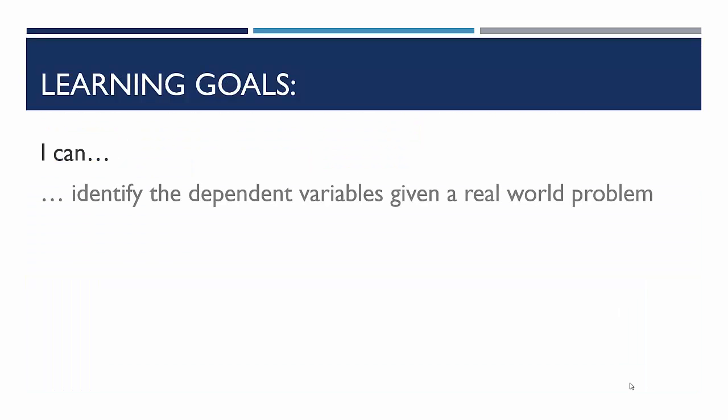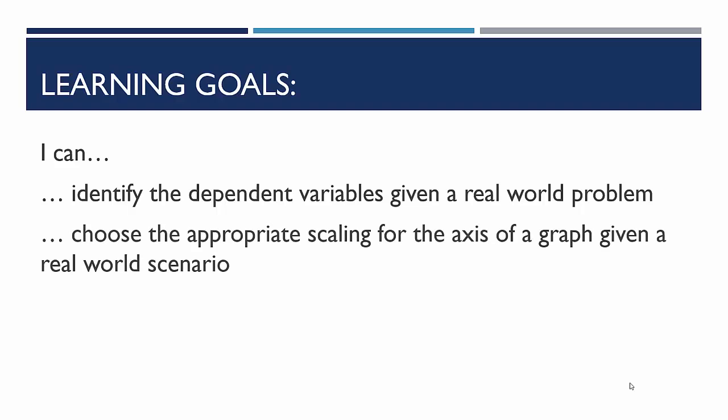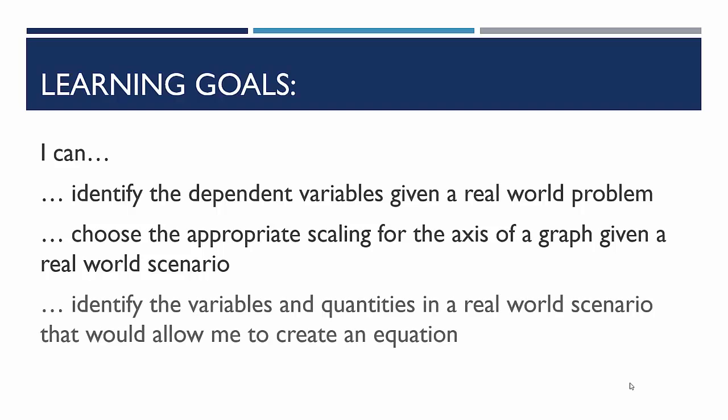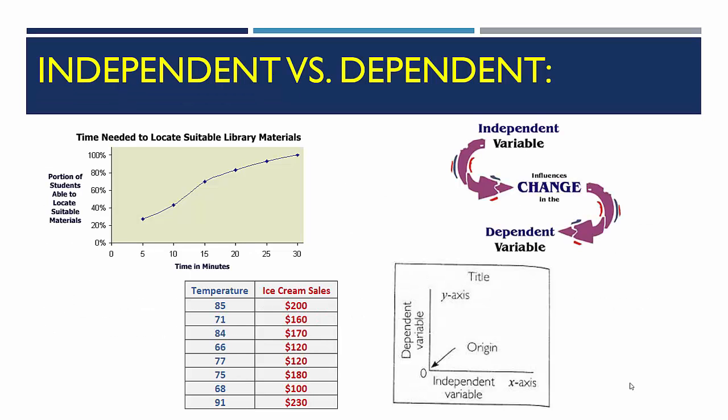So, learning goals. I can identify the dependent variables given a real-world problem, choose the appropriate scaling for the axes of a graph given a real-world scenario, and identify the variables and quantities in a real-world scenario that would allow me to create an equation. Sounds like a lot. It's really not that bad though.